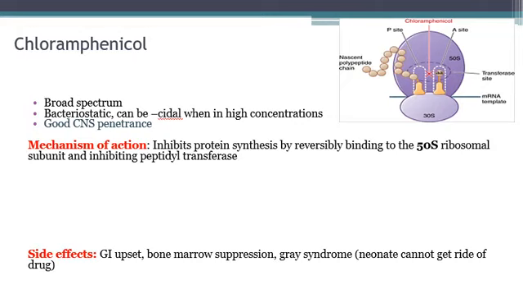Chloramphenicol is also notoriously associated with gray baby syndrome. If this drug is given to neonates, they have a hard time excreting the drug, and so they take on an ashen gray color to their skin.